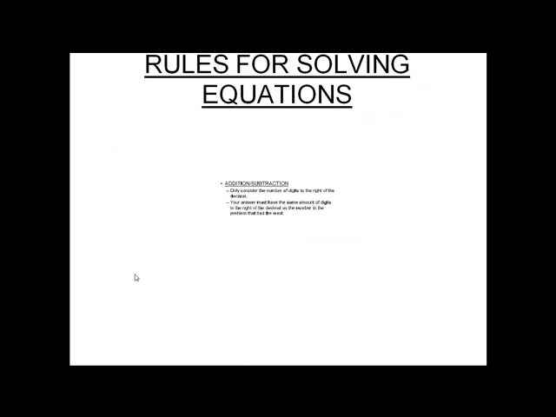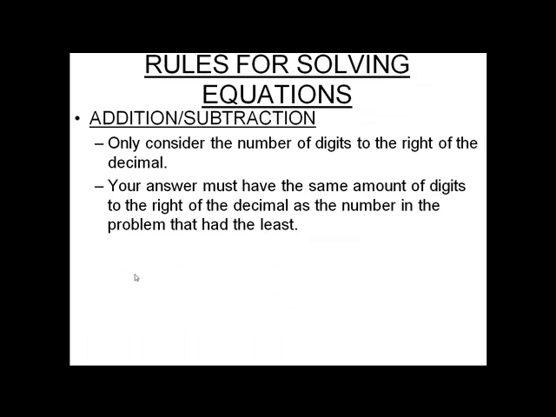All right, we're going to talk a little bit now about how we treat these numbers when we add and subtract them, multiply and divide them. There are two sets of rules. There's addition and subtraction rules. For addition and subtraction, we only consider the number of digits to the right of the decimal. Basically, the least precise number. Your answers must have the same amount of digits to the right of the decimal as the number in the problem that had the least.